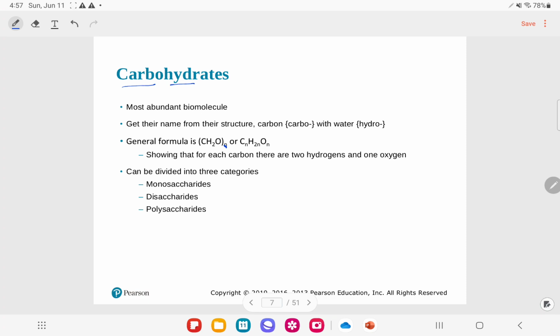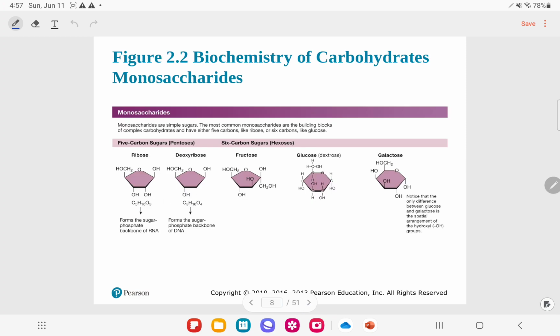And so these carbohydrates can be divided into three categories. We can have monosaccharides, disaccharides, or polysaccharides, right? Monosaccharides are those simple sugars, okay? The most common monosaccharides are the building blocks of these then complex carbohydrates. And they're going to have either 5 carbons, such as ribose, right? So ribose has 5 carbons in it, so 1, 2, 3, 4, 5, okay?